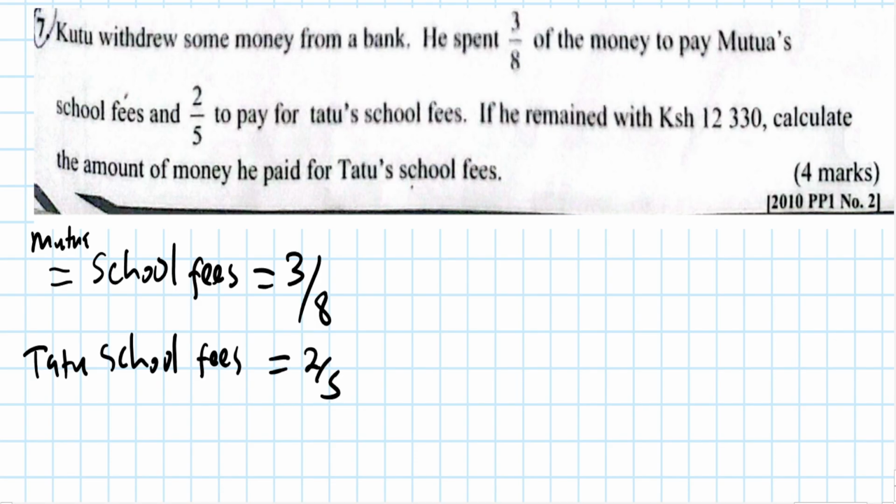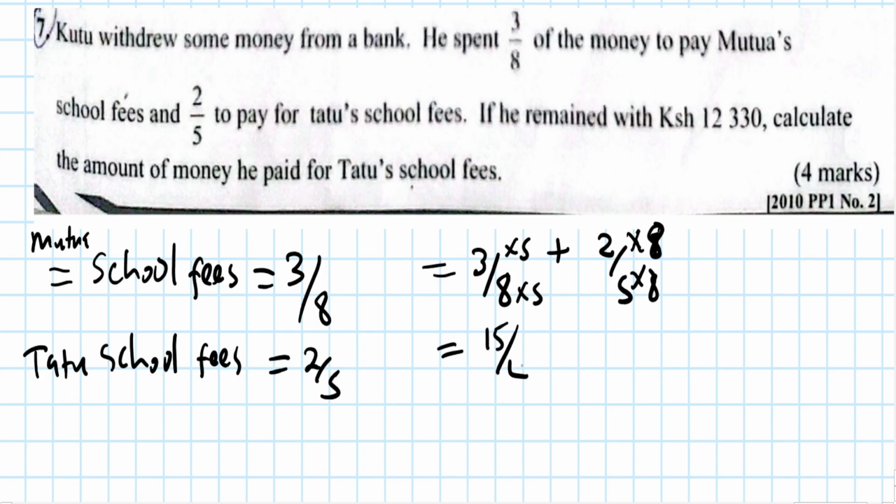Okay, if he remained with 12,330, calculate the amount of money he paid for Tatu school fees. So again, we don't know how much he remained with. So first, let's add 3 over 8 to 2 over 5. Now let's make the denominators the same: times 5, times 8. So this is going to be 15 over 40 plus 16 over 40, which will give you 31 over 40.